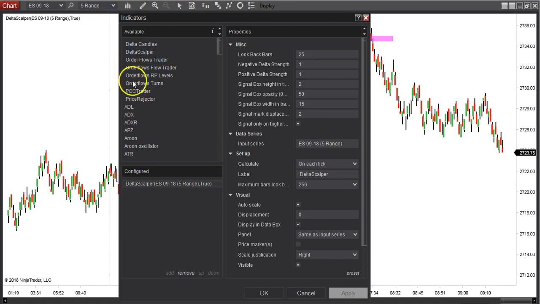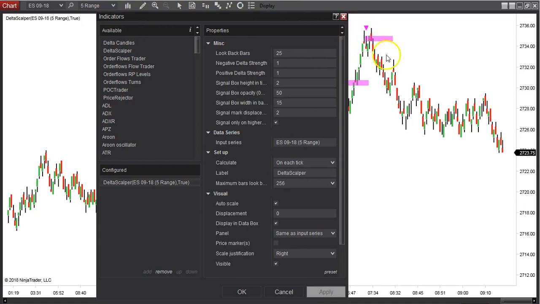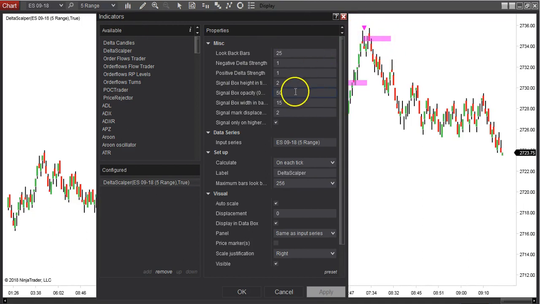So when you load up the Delta Scalper and you click on the indicator, you'll see the properties here. There's look back bars. The ones you really need to be concerned with are just the properties up in here: look back bars, negative delta, positive delta, strength. You don't really need to be concerned with signal box height. That just deals with how the indicator fires up on your chart.